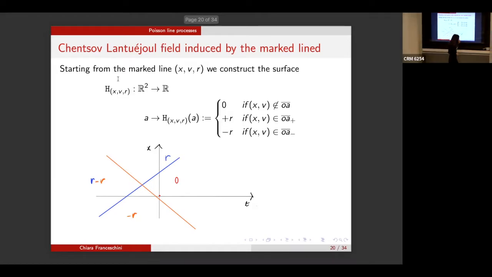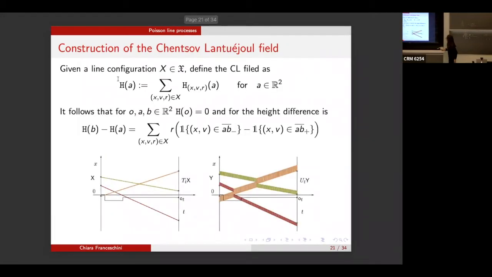And if I sum over all these contributions, I have this object, the Chance of Lantejoule field, this H, which takes into account all the contributions of these marked lines. And I think this picture is very informative of what is going on. On the left-hand side, you have the free gas dynamics. You have these straight lines with the initial configuration X, which evolve according to this operator TT, which is X plus VT.